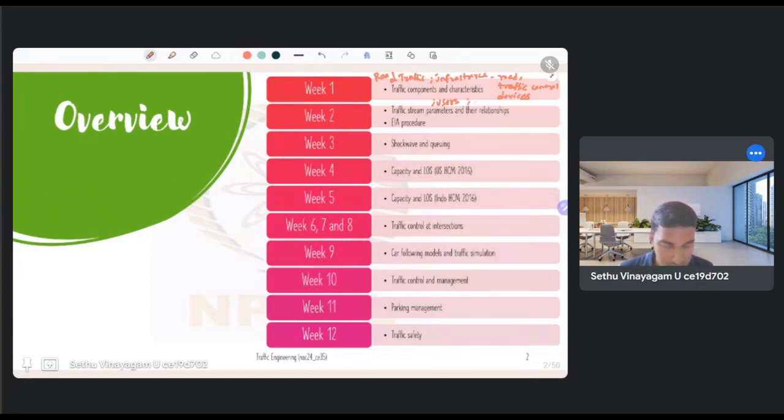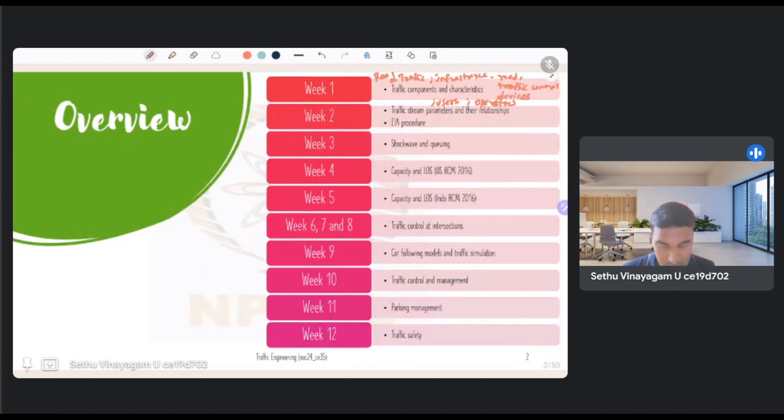And then you'll have traffic operators, who do the monitoring and operation of, say, the traffic control devices, or the public transit operators, and so on. So all these components together make up the traffic system, and the interaction between all these components is what we are trying to study in this course.